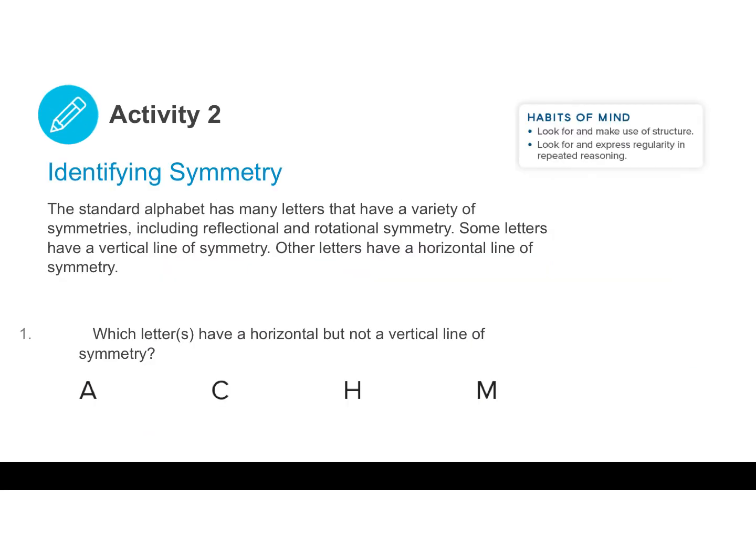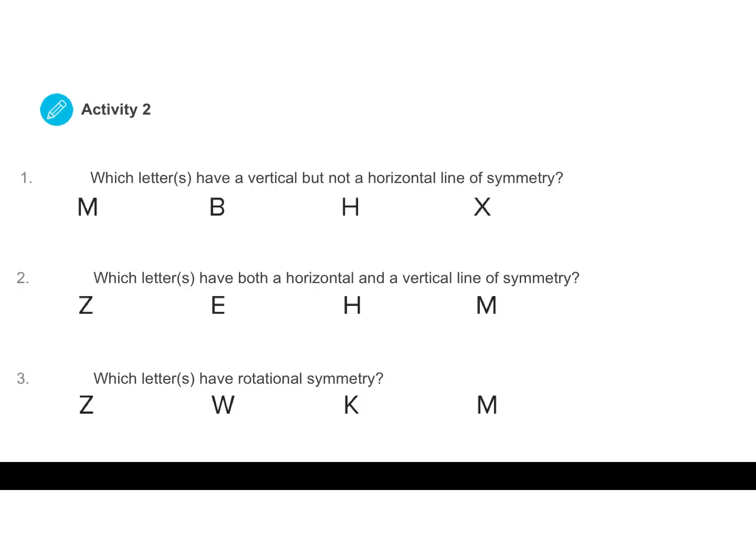Okay, so here we're looking at a vertical line of symmetry. It says which letters have a horizontal but not a vertical line. If we look, this one here has a horizontal, but it will not reflect onto itself with a vertical, whereas the others all have horizontal and vertical. So it's C. Okay, which letters have a vertical but not a horizontal line of symmetry? This one here has a vertical, but it does not have a horizontal, so it's M.